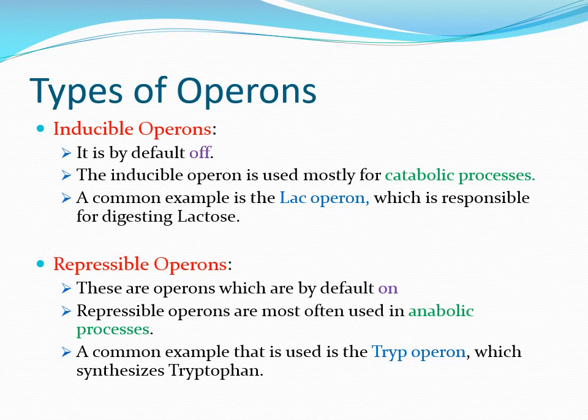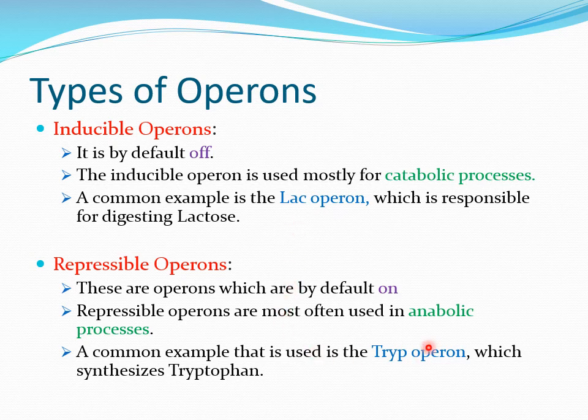Depending upon the type of metabolic process, these operons are also of two types. The catabolic processes, in which a complex molecule is broken down to form simple ones, are known as inducible operon, because it is induced by the presence of the molecule which is to be broken down. So by default it remains off. Lac Operon is an example that we will deal with today.